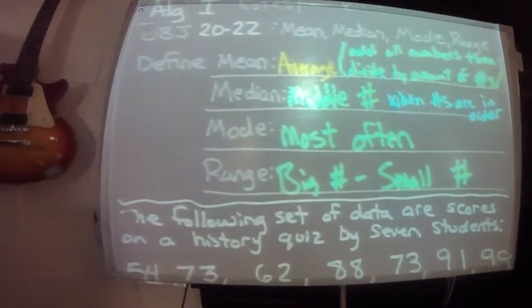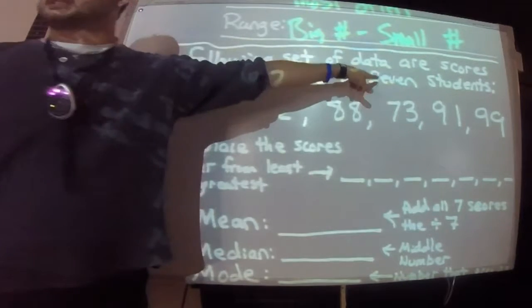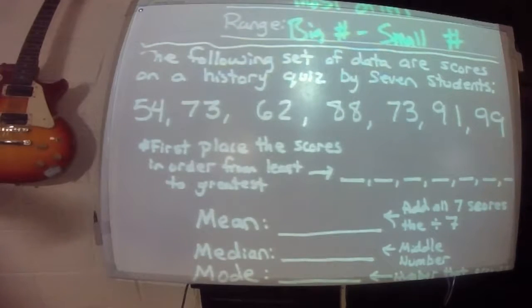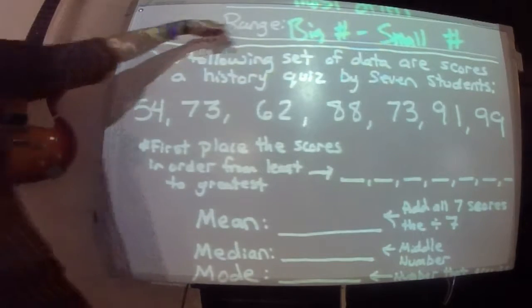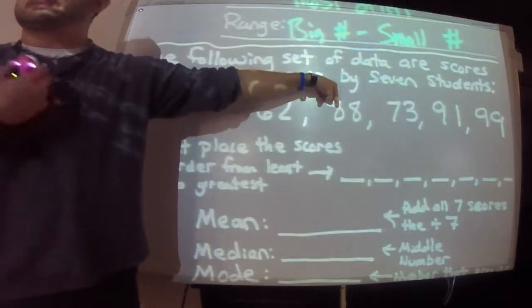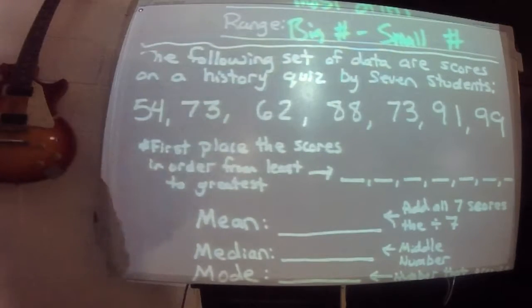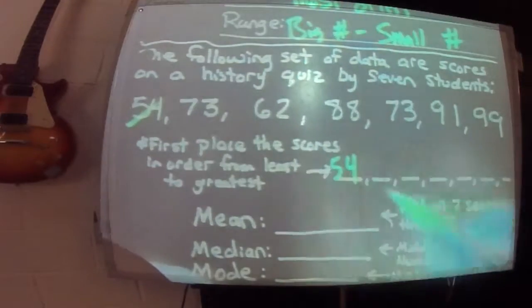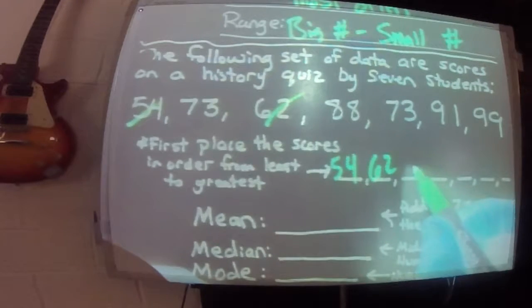All right, the following data are scores on a history quiz by 7 students. It's always good when it's 7 students, because that means we'll have a real middle number. If it was 8 students, we wouldn't have a real middle number. All right, first, place these scores in order. They are not in order. 88 is not necessarily the median, just because it's in the middle right now. Put them in order. So what's the smallest test score we got? 54. Followed by 62. Then we got a couple 73s.